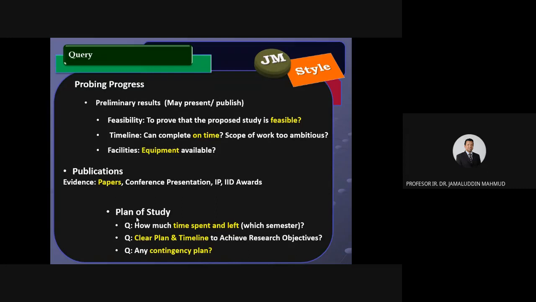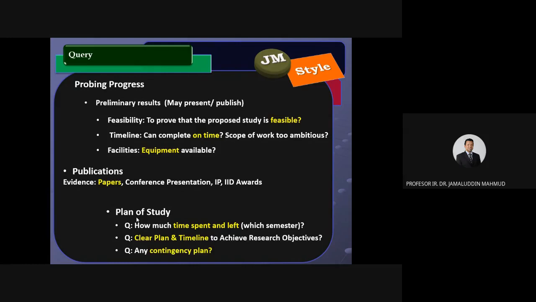And also we look at the publication evidence, whether the student has published any papers, attended any conference presentation, sent an intellectual property (IP) application, for example copyright, and whether the candidate has participated in an innovation or design competition and won awards or not. These are the evidence that the progress is very good. If during the DRP the students can present, I think the work is ongoing, it's good. But if during the DRP there's nothing to show, no preliminary results, that's quite critical.